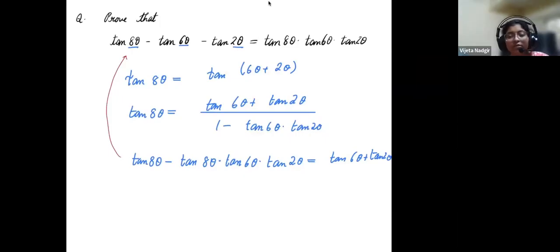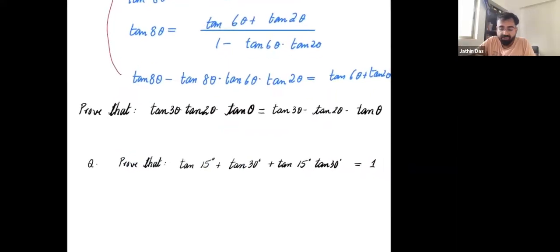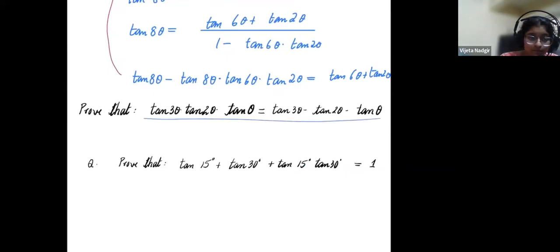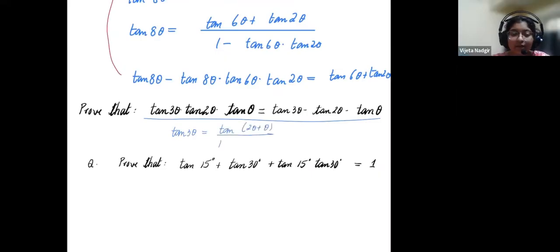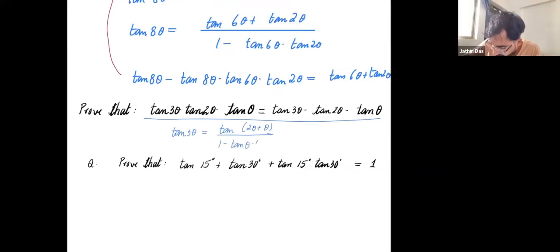So done. If I ask you this question also, now you know how to do it. How will you frame the equation? Tan 3 theta is equal to (tan 2 theta plus tan theta) by (1 minus tan 2 theta into tan theta). Don't do it, I'm just saying. So whenever you see a pattern like this, you should think it could possibly be like this. Okay, try to prove this.